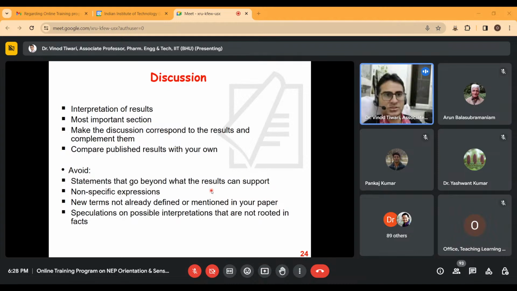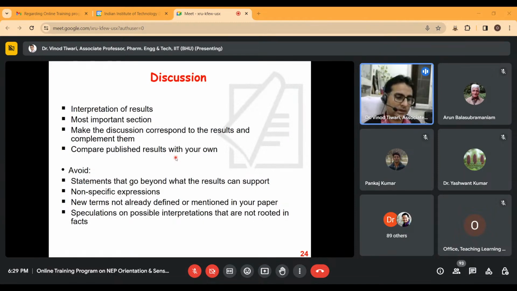So in the light of existing literature, what your data is saying, you have to interpret it very smartly and very accurately. And you have to make the discussion part correspond to the results and complement them with reference to the current literature. So you have to compare the data published by others in that particular field with your findings, like how it is aligning with the existing literature and how it is contradicting with the existing literature. That also you have to discuss.